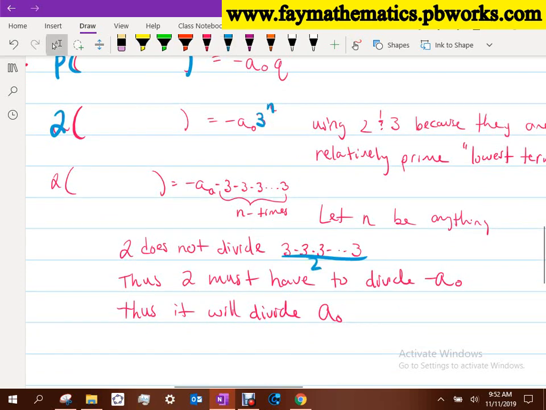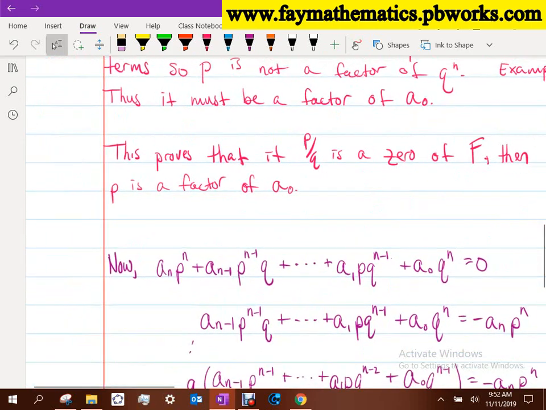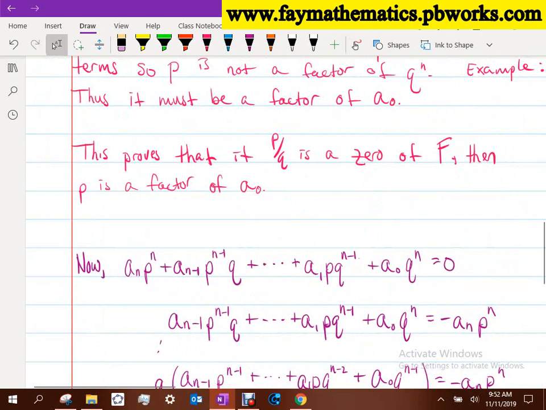Will 2 go into any of those? Will 2 divide 3 here? Will it divide that 3? Will it divide that 3? No, right? So that P does not divide my Q to the N, but if these are equal sides, it must divide that then. And that's the argument that we're coming up with: this proves that if P over Q is a 0 of F, then P is a factor of your constant term.